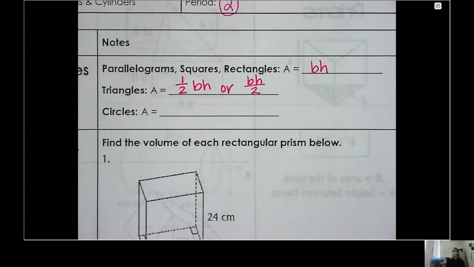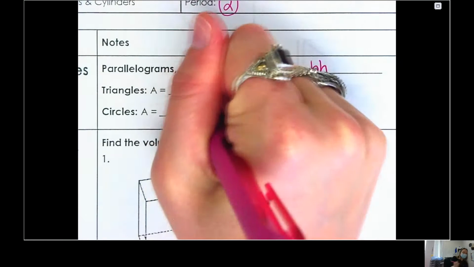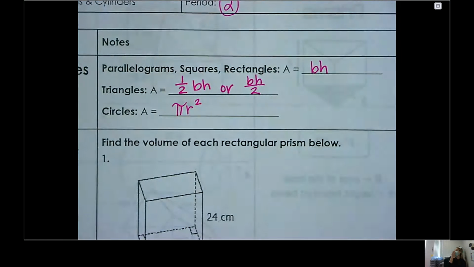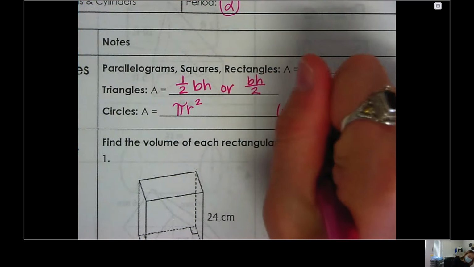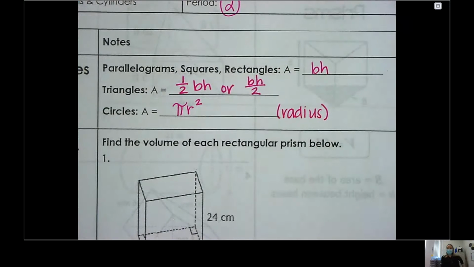All right, last one, circle. What's that one? I'll give you a hint, it starts with pi. Oh, pi r squared. Very good. And what does that r stand for? Radius. Very nice. Where the r is the radius. Fantastic. So those were our 2D shapes, the flat ones. Today we're going to talk about volume of 3D shapes.